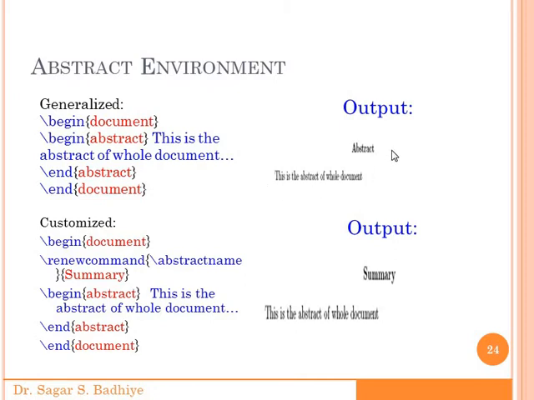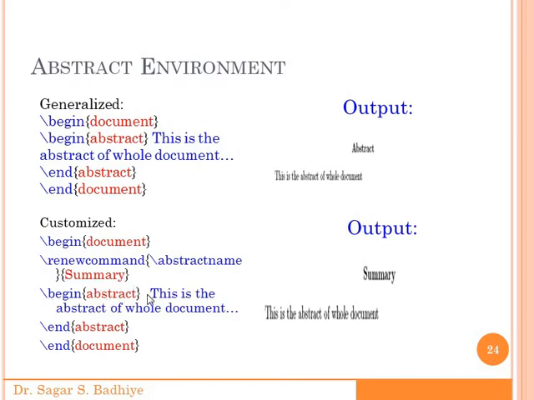But in some articles, the name abstract can be replaced by some other name like summary or something. In that case, you can simply change the name of the abstract by writing a new command. That is, you can have a customized abstract by changing the name using the \renewcommand command, and within parentheses you will write \abstractname, curly braces, and then summary. Whatever the name, within the new curly brace you will mention the name that you want to be displayed in place of abstract.